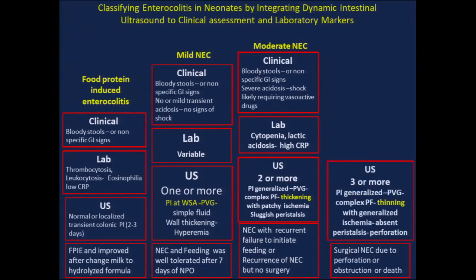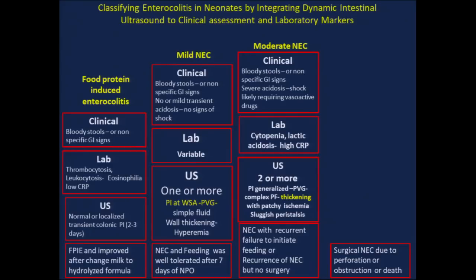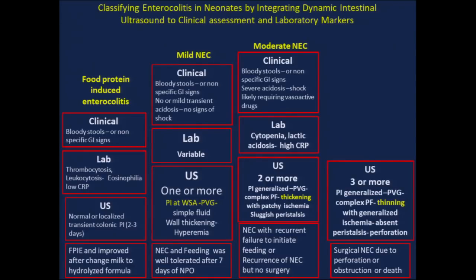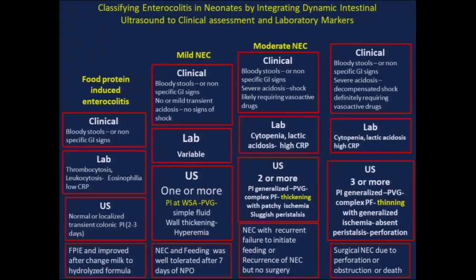We evaluated cases that required surgical intervention, like for perforation or obstruction, or all cases who died because of NEC. And what was the ultrasound finding for these cases? We found that three or more of these findings is enough to predict this outcome: pneumatosis intestinalis generalized, not only in the watershed areas, portal venous gas, complex peritoneal fluid, thinning of the wall with generalized ischemia, absent peristalsis, and perforation. Three or more of these findings. Lab work, again, nonspecific, but clinically this infant should be very sick and very acidotic. So that's a severe kind of NEC.